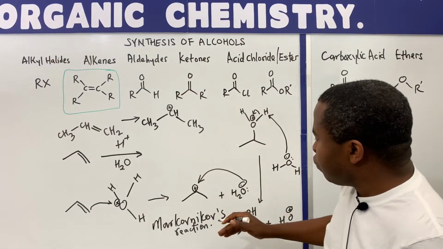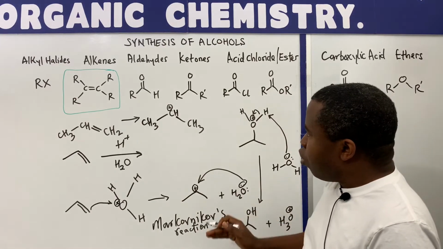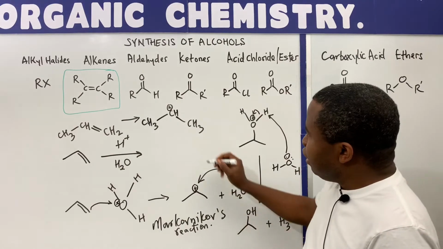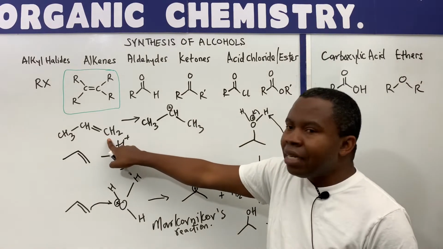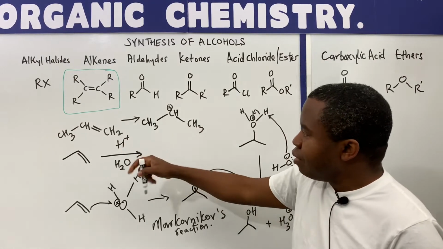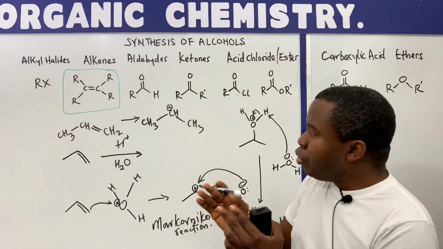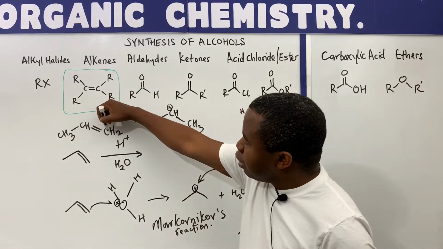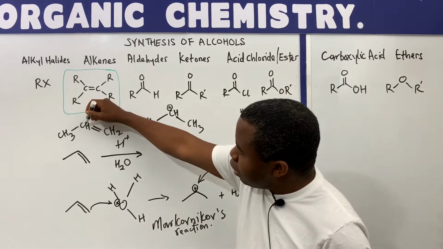And the rule of thumb for Markovnikov's addition is that the hydrogen will be attached to the carbon atom that is already carrying the greater number of hydrogen atoms. In this case, look at the carbon atoms that are carrying the double bond. We have this carbon and this carbon. This carbon has 2 hydrogen atoms. This carbon has 1 hydrogen atom.